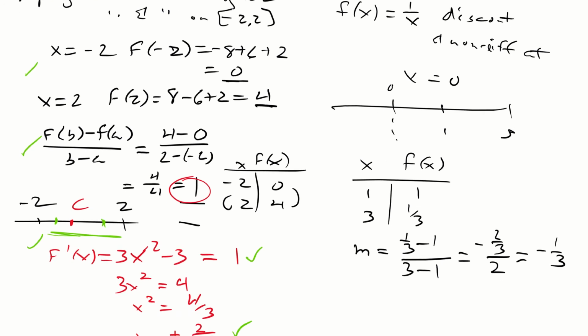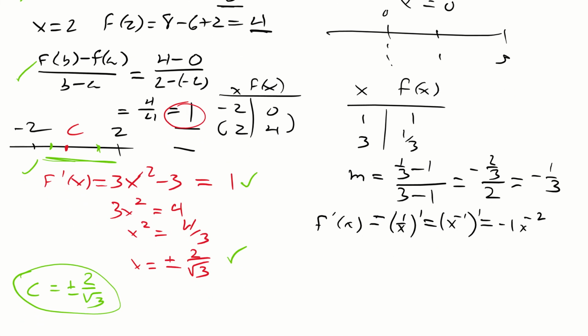Okay? All right. So now we take the derivative of this function, which is, I'm actually taking 1 over x and deriving it, which is like deriving x to the negative 1. So what we're getting is negative 1 x to the negative 2. A better way to write that might be minus 1 over x squared. You know what we're going to do? We're going to set it equal to that secant slope.